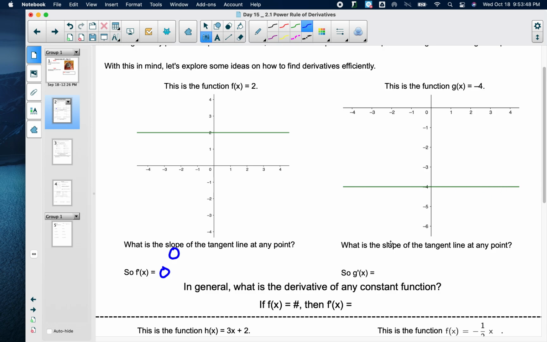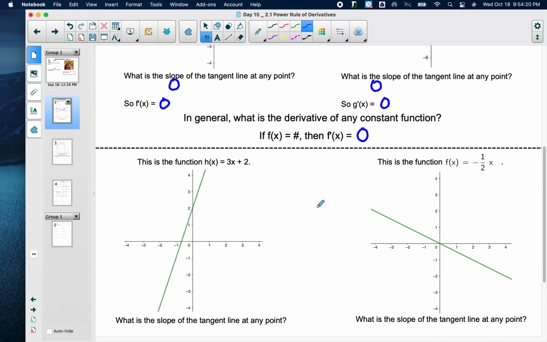What about g of x equals -4? That's this line down here. What is the slope of the tangent line at any point there? The slope of the line is 0, so the slope of the tangent line is 0. So g prime of x would be 0 as well. In general, what is the derivative of any constant function? If f of x equals any number, then f prime of x is always 0. That should make sense because it's always going to be a horizontal line, and the slope of the line is always going to be 0.